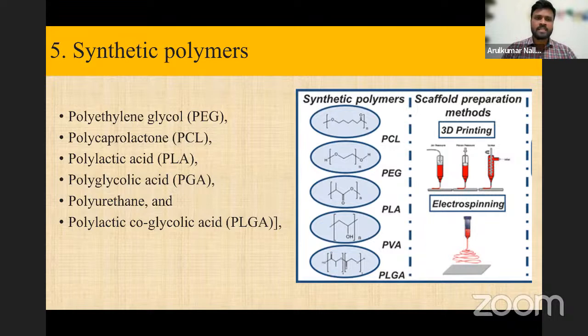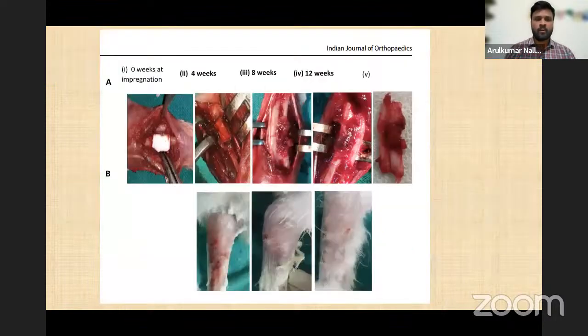The other entity is the synthetic polymers. They overcome certain drawbacks of these natural polymers. The most commonly available synthetic polymers are polycaprolactone and polylactic acid when we are dealing with these bone defects. So we have designed a polycaprolactone L-lactate scaffold, and we have conducted an animal study based on this scaffold. We created an artificial bone defect and placed the scaffold. And we have evaluated well how the bone regenerates over the defect area with the use of this polymer scaffold.